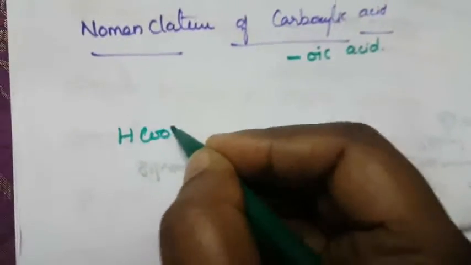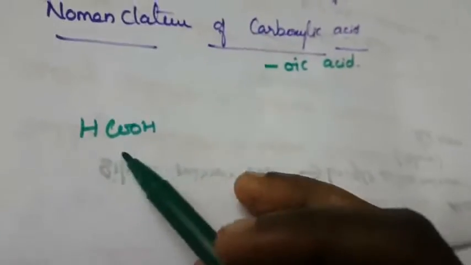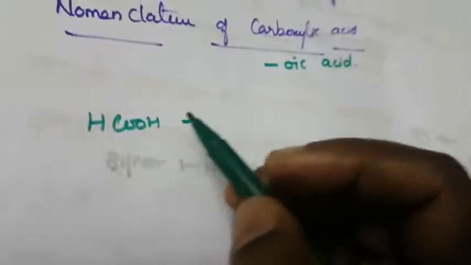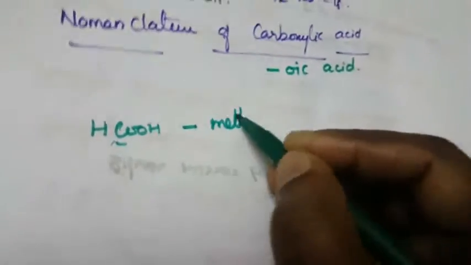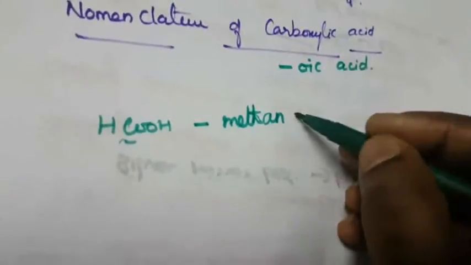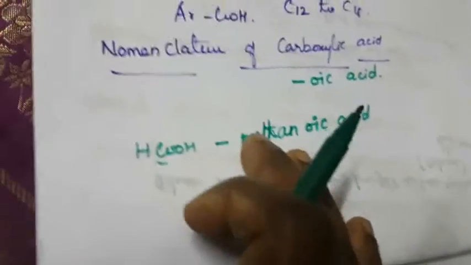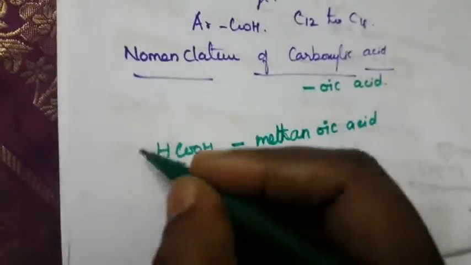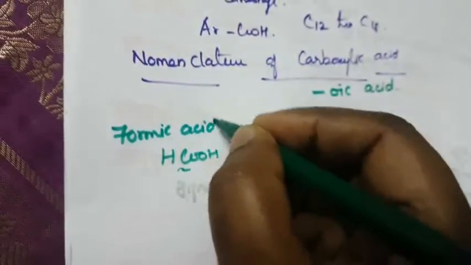This is HCOOH. What is the root word? How many carbons are there? How to write the IUPAC name? Only one carbon, that is meth. The compound is saturated, so methanoic acid. What is the IUPAC name? It is methanoic acid. What is the common name? That is formic acid. Okay, this is the first one.